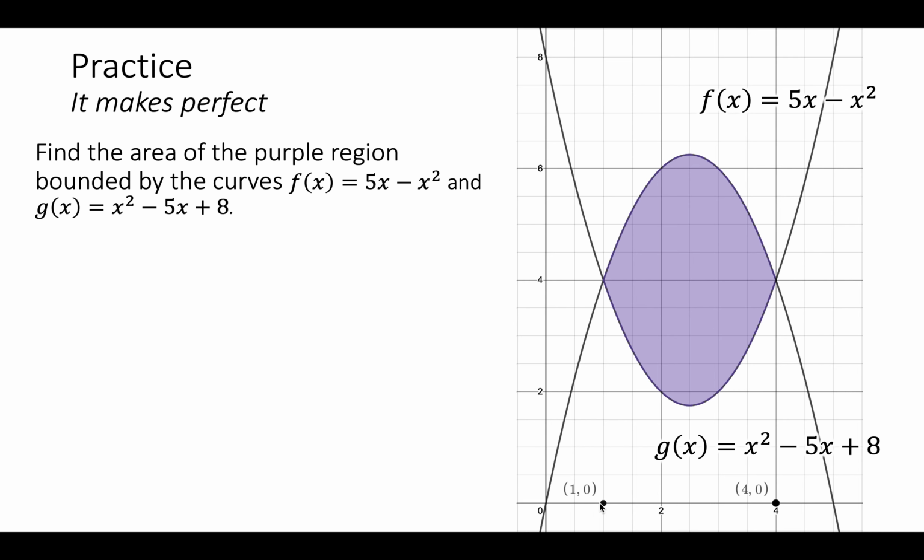You're going to integrate between 1 and 4 because that's where they intersect. Remember that g of x for this purple region is the one on top, so you're going to do g of x minus f of x. Pause the video now and give this your best shot. Do this on pen and paper with a calculator and see if you can get the right answer. Pause the video, and when you're ready, I will reveal the answer in 3, 2, 1.